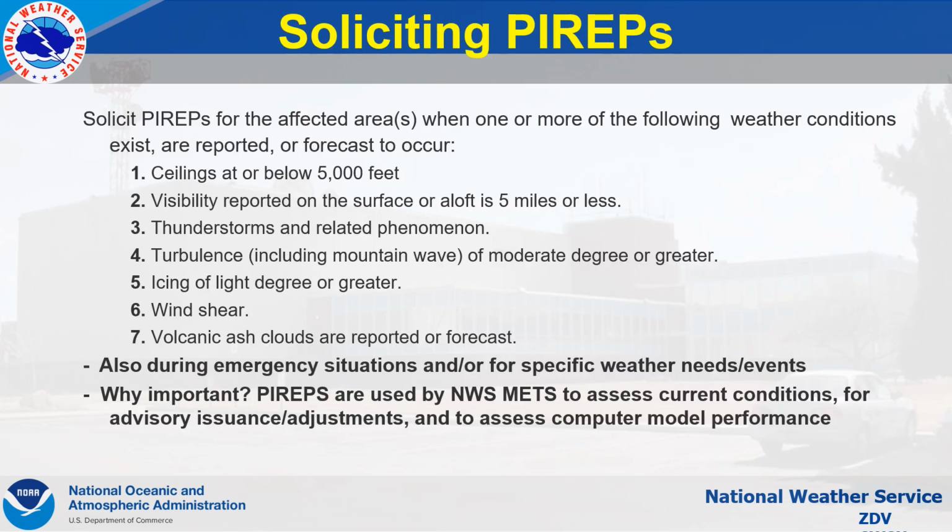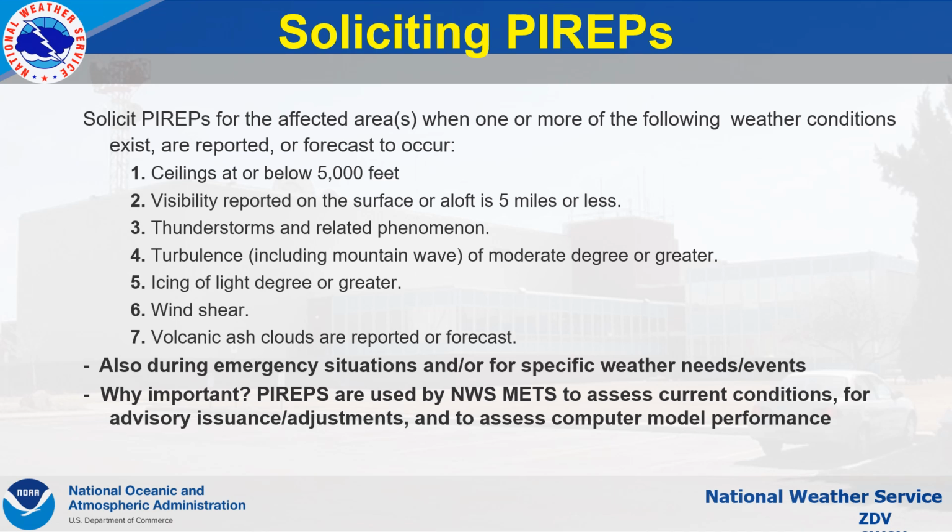Now let's talk about PIREPs. As you know, you are required to solicit PIREPs for affected areas when one or more of the following weather conditions exist, are reported, or forecast to occur. Ceilings at or below 5,000 feet, visibility reported on the surface or aloft at 5 miles or less, thunderstorms and related phenomena, turbulence, including mountain wave, of moderate degree or greater, icing of light degree or greater, wind shear, volcanic ash clouds. Also during emergency situations and/or for specific weather needs and events.